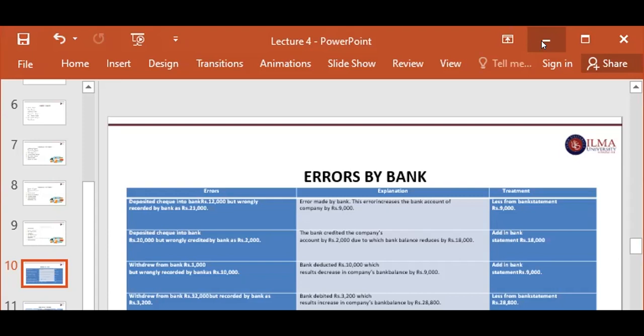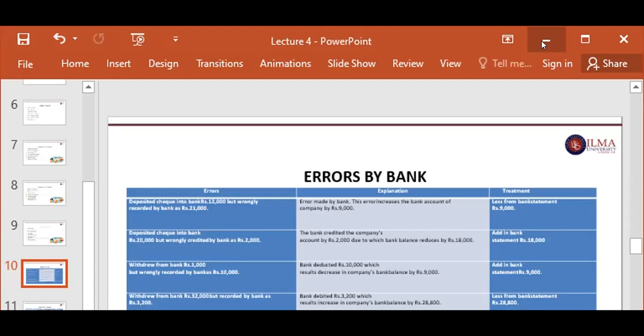Withdrew from bank 1,000 but wrongly recorded by the bank as 10,000. Bank deducted 10,000, which results in a decrease in the company's bank balance by rupees 9,000. Treatment should be done as add in bank statement rupees 9,000.